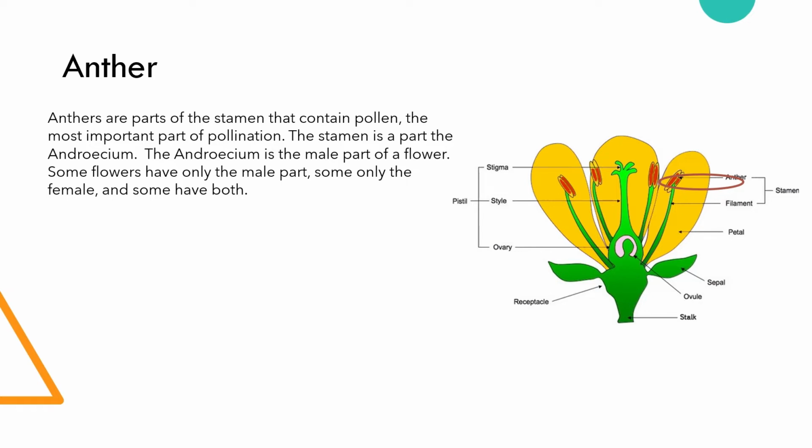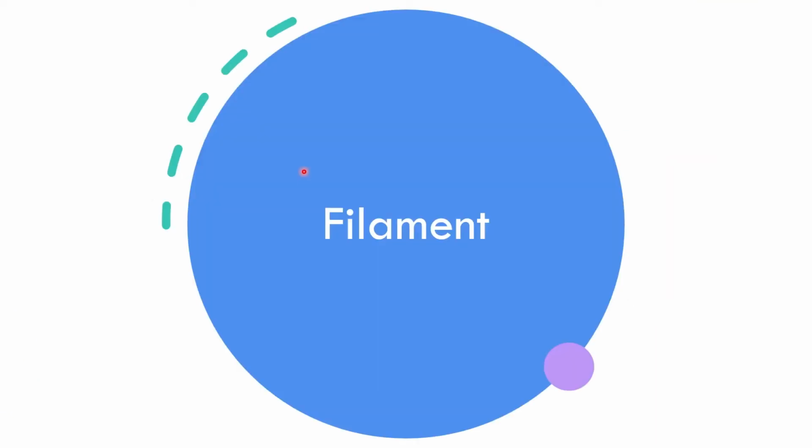The androecium is the male part of a flower. Anthers are part of the stamen that contain pollen, the most important part of pollination. The stamen is a part of the androecium. The androecium is the male part of a flower. Some flowers only have the male part, some only the female, and some have both. What is androecium? One more than gynoecium. They are actual technical terms. We are going to get into those later.